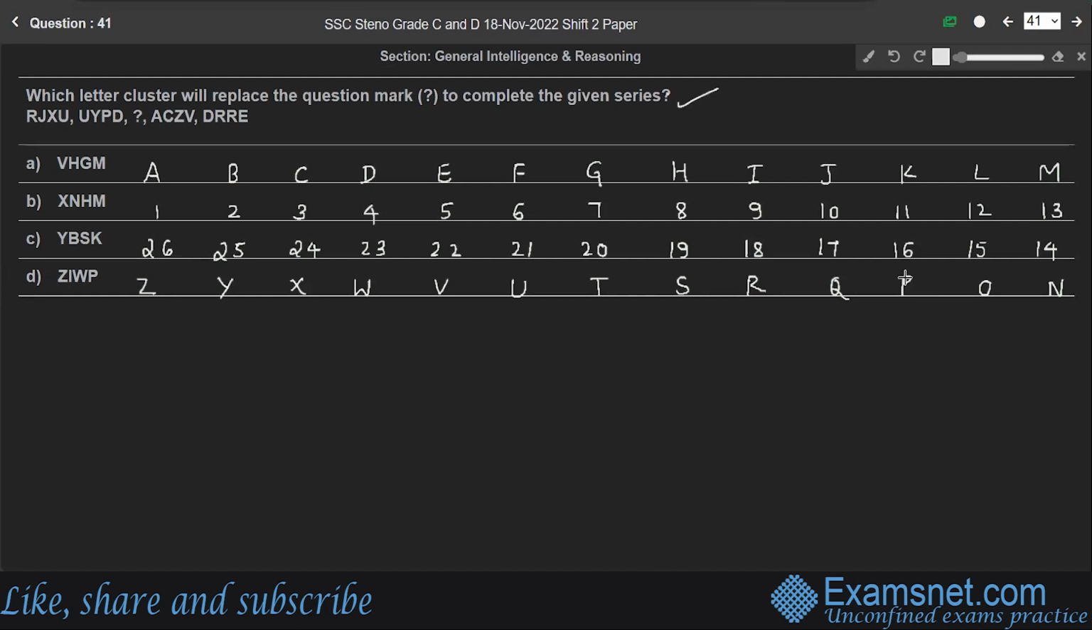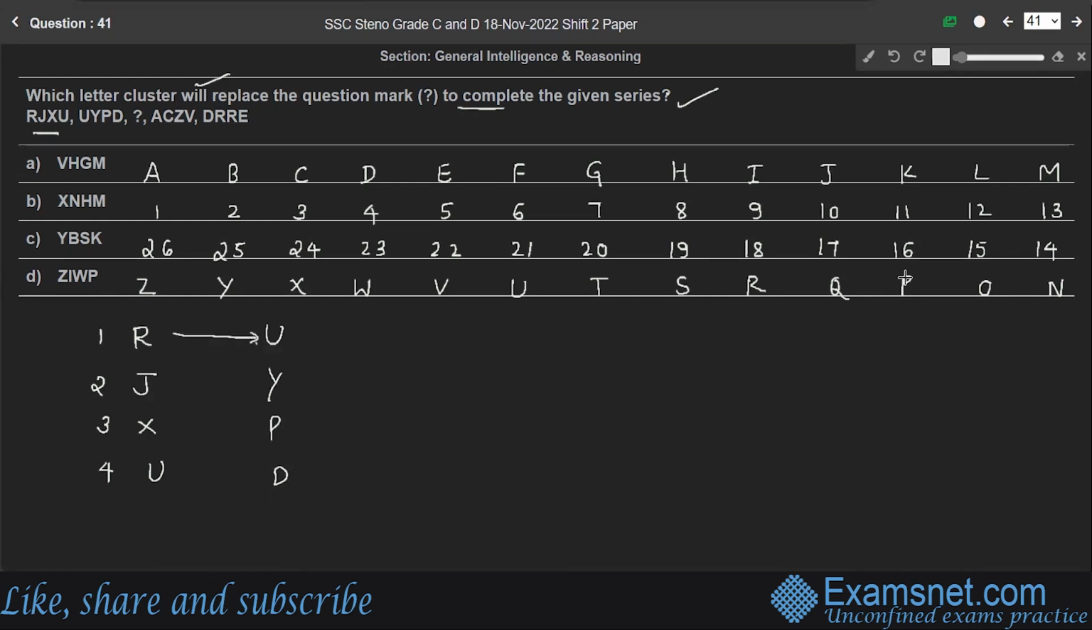Question 41. Which letter cluster will replace the question mark to complete the given series? So here are four clusters. We need to find the third cluster now, right? So RJXU. Let us consider the first cluster RJXU. So we'll consider four letters, right? So the next cluster is UYPD, right?